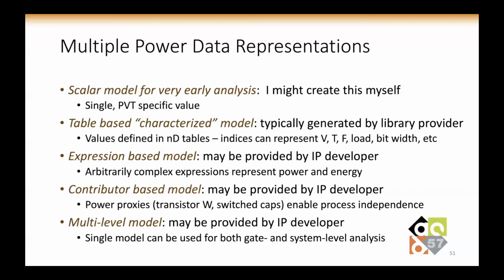And then finally, multi-level models are supported. This is unique to UPM. These models can be used in low-level VCD power analyses, such as for gate-level power analysis. And the same model can also be used in abstract system-level analyses. These models have a single data store, but can return power data at different abstraction levels, hence the multi-level moniker.